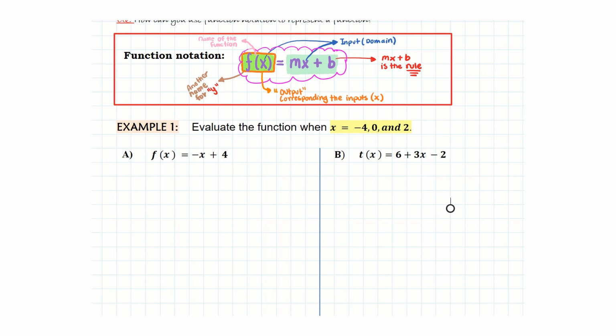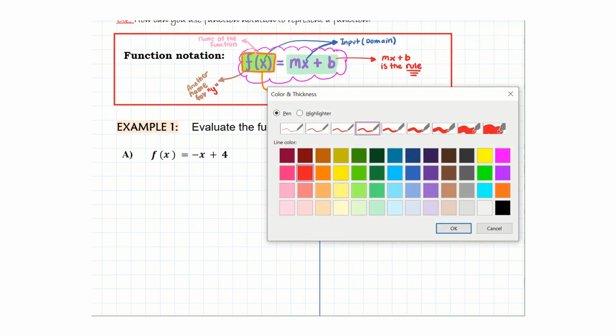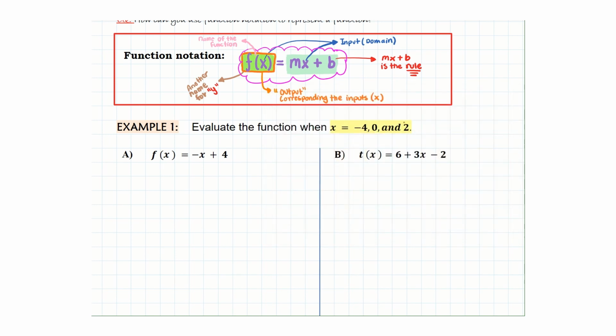Let's go ahead and go over how to evaluate functions when you're given certain values for the input. So in this example, you can see what function notation looks like. Function notation is very similar to what linear equations look like. So it would be f of x equals mx plus b. And you can see that I label what each of those parts mean.